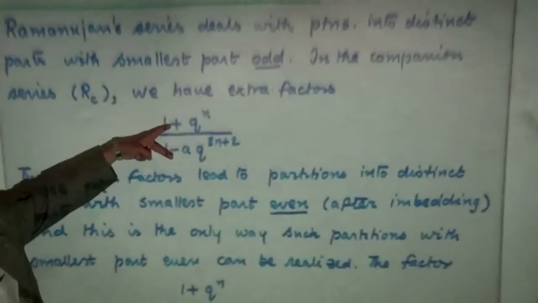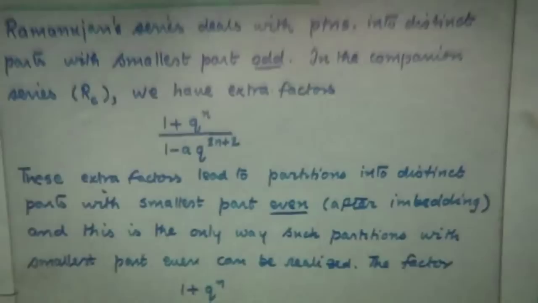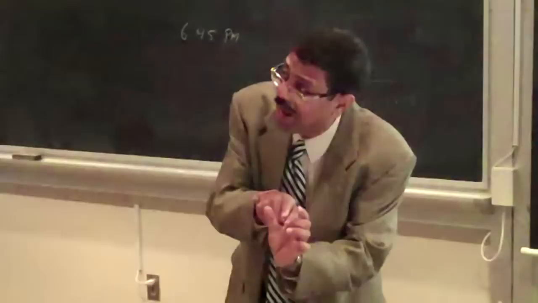The role of the extra factor, q to the n, is to insert a single column of length n. Remember, previously I was inserting pairs. Now I insert a single column of length n. When I do that, what was previously an odd part, which was the smallest, is now converted into an even part.